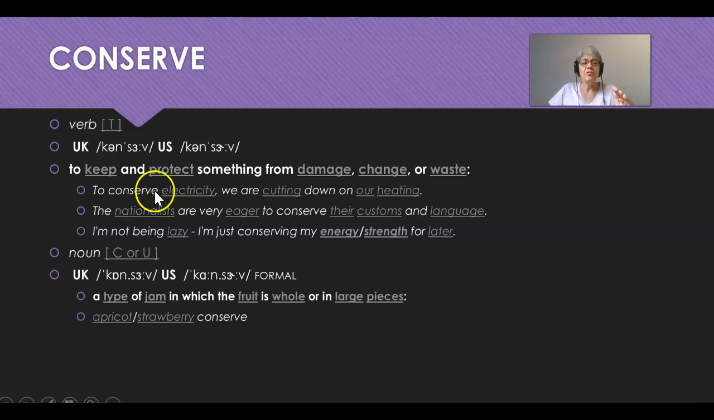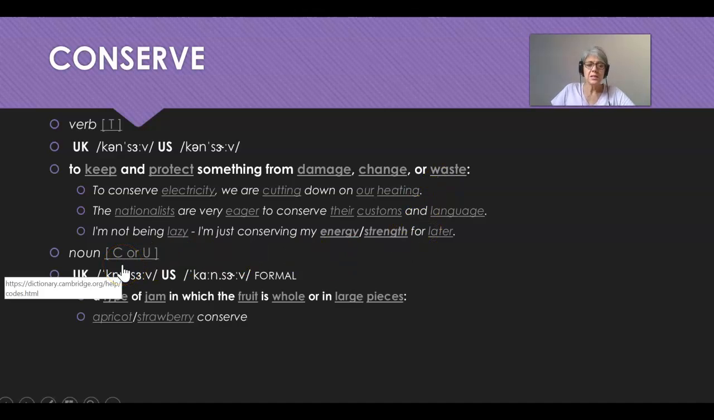To conserve electricity, not preserve. Conserve your customs, conserve your energy, or conserve my strength. So we can't use the word preserve with electricity or energy or strength or power because it doesn't mean waste. But conserve means to keep and protect something from waste as well.